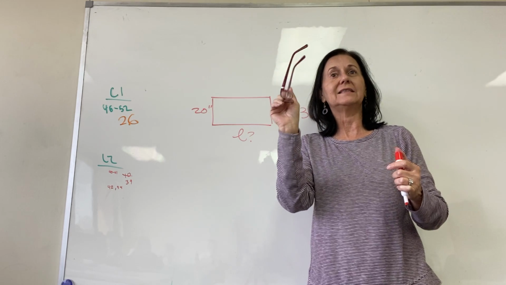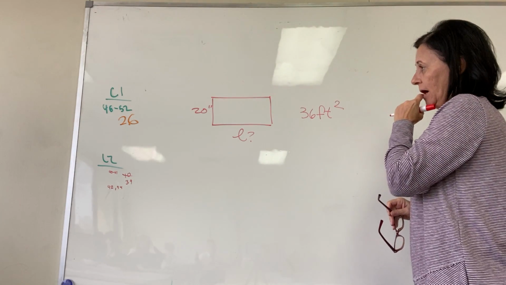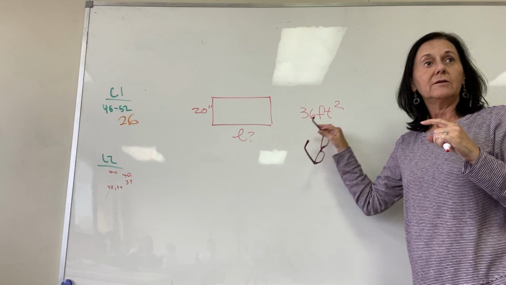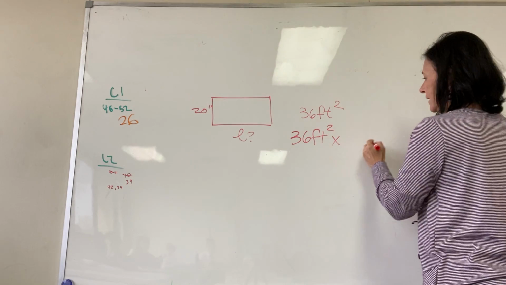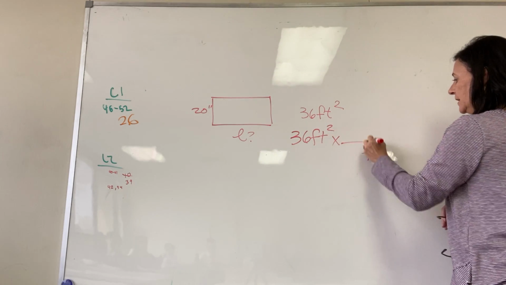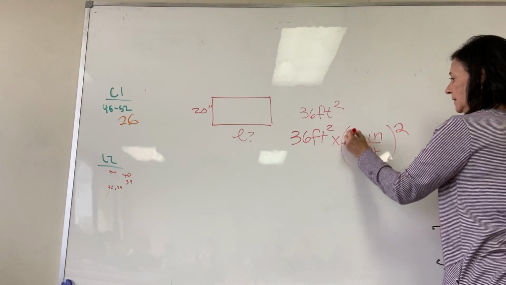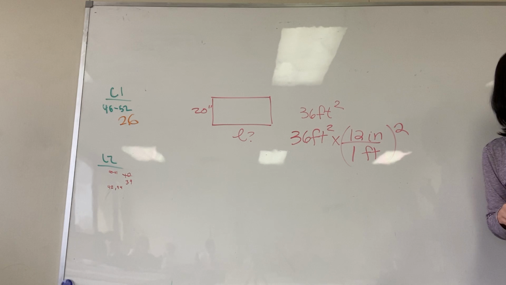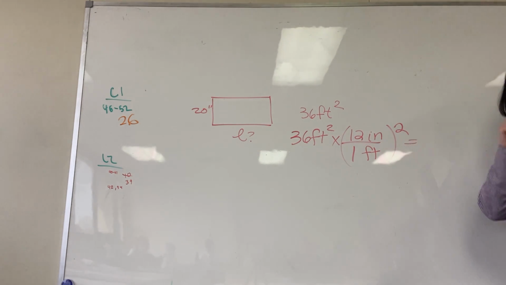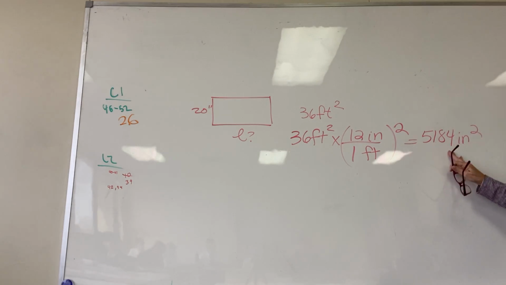Because, decimal wise. Okay. I almost want to convert my feet to inches. All right. So it's 36 feet squared. I want it to go to inches. So I need feet in the denominator, inches, but I need to square it. So it's 12 over 1. So what's 36 times 144? And we'll get square inches. What is that? 36 times 144. 5184 inches squared. All right.